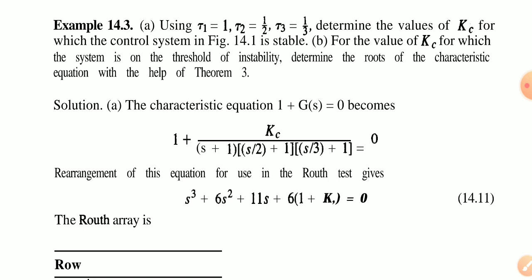s cube plus 6s square plus 11s plus 6 of 1 plus Kc is equal to 0.